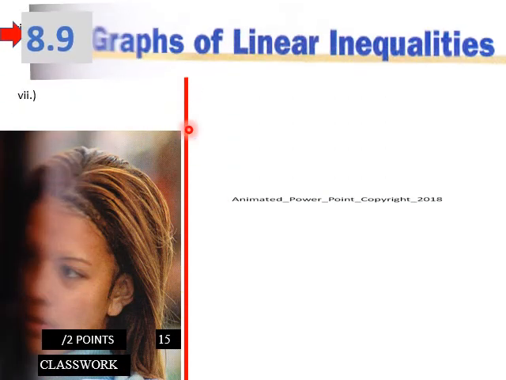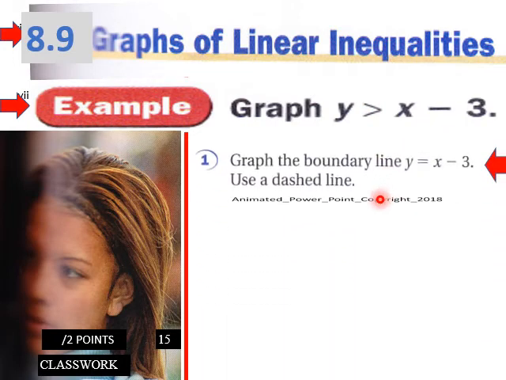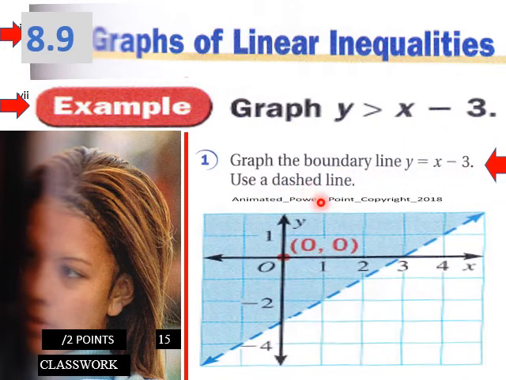Let's go into our next section here, 8.9, graphs of linear inequalities. Graph y is greater than x minus 3. So to graph this, graph the boundary line y equals x minus 3, use a dashed line. So here it is here. Here is your dashed line for y equals x minus 3. We have a y-intercept here at negative 3. And then we have a slope here of 1.